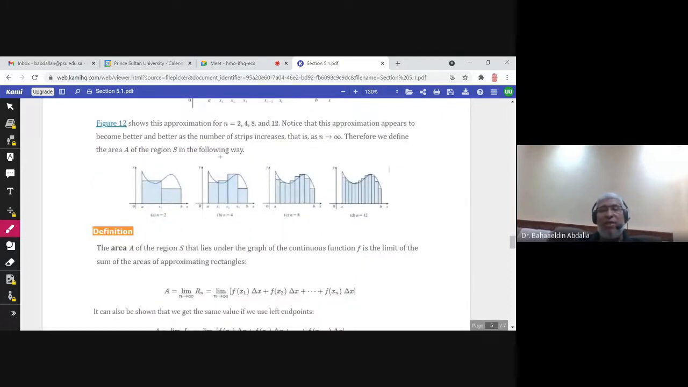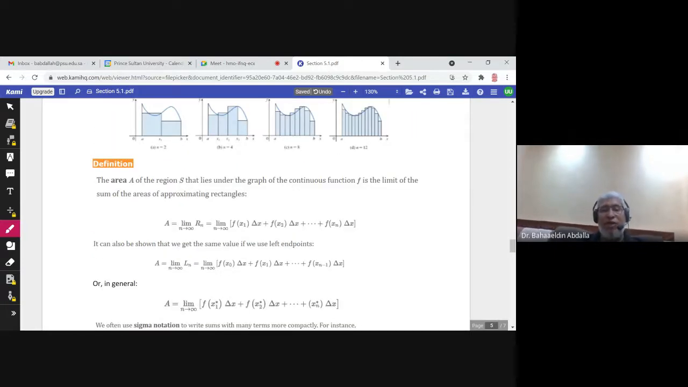Notice that when you increase n, you get a better approximation. So if you take n to infinity, you will get the actual area of S. So the definition of the area is the limit of Rn when n goes to infinity, where Rn is given by this.